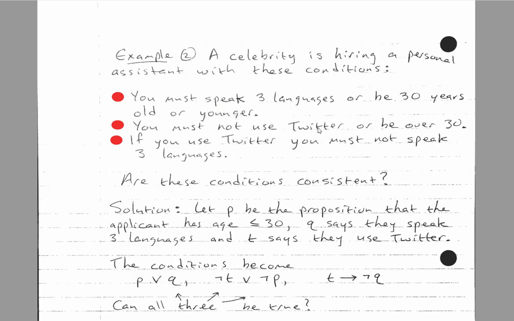You must not use Twitter, or you could be over 30. Third condition, if you use Twitter, you must not speak 3 languages. Alright. So are these conditions consistent? So do any possible applicants exist that satisfy all 3?